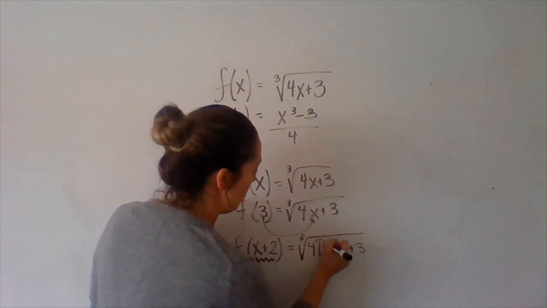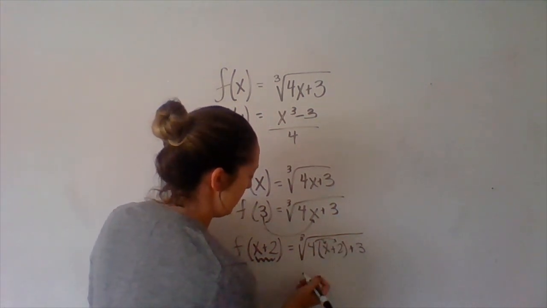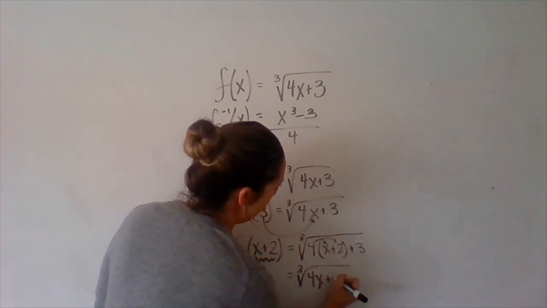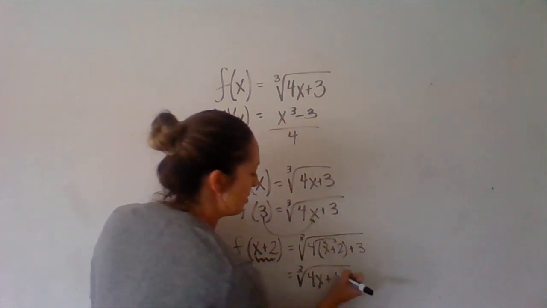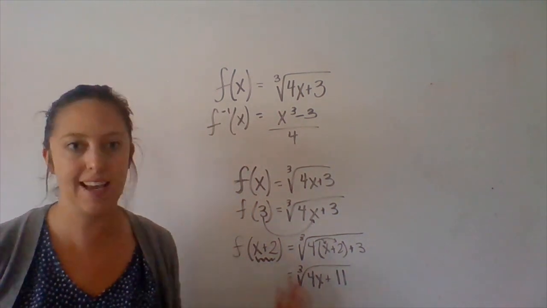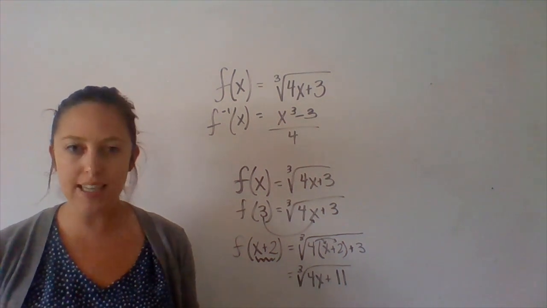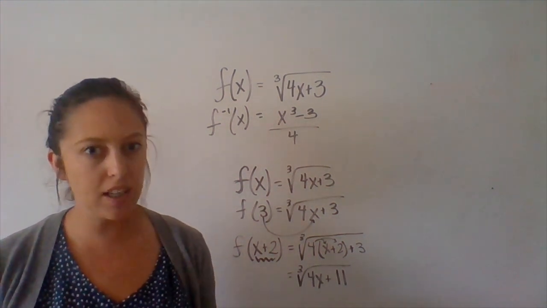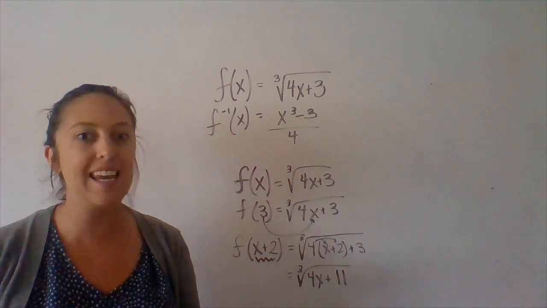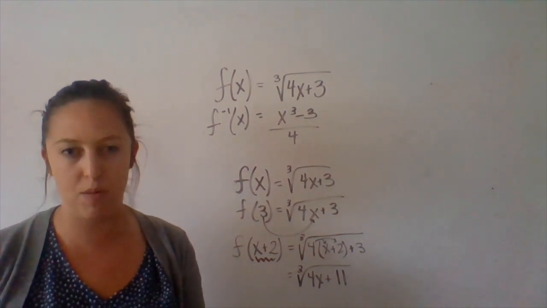Now I can take this 4 and distribute it. I would have the cubed root of 4x plus 8 plus 3, which would give me plus 11. Okay, and I can't go any further than that. I've got my x, I can't simplify. Okay, so that's what it looks like to plug in an equation. Now we're going to talk about what happens in particular when you plug in something that is an inverse. We always get the same answer, and we're going to find out what that is.